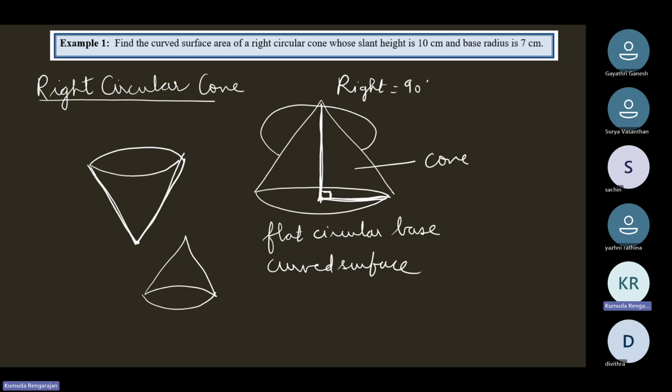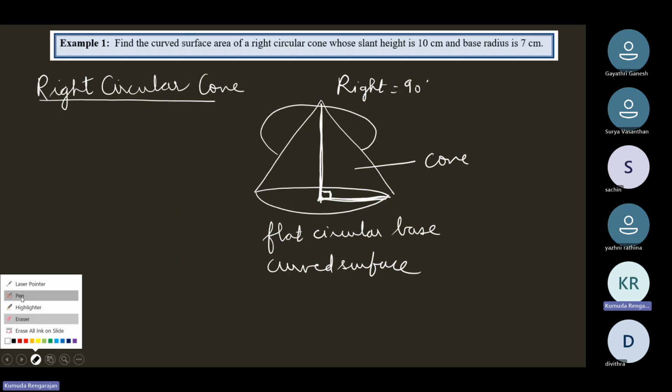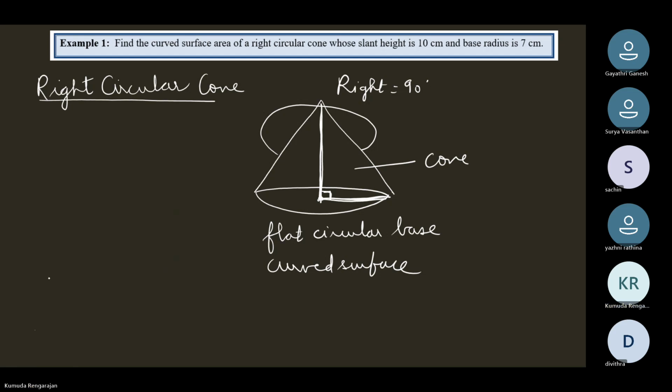And then you have area. We have the curved surface area and the total surface area, which is the curved surface area plus the area of the circle. If I call the curved surface area 1 and the circle 2, then 1 plus 2 is the total surface area.